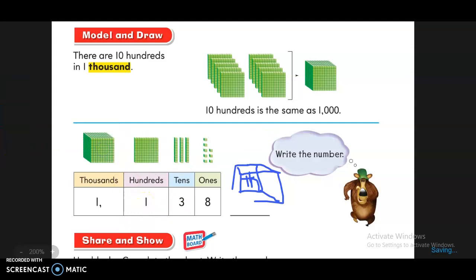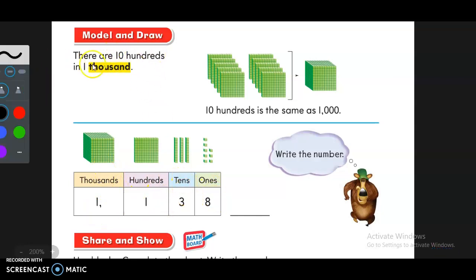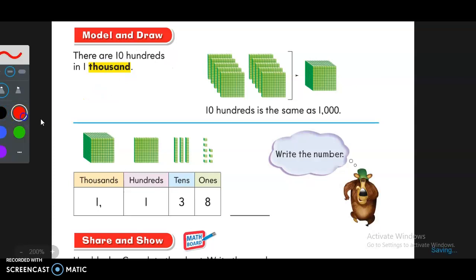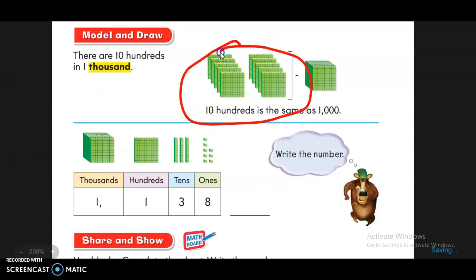So we've added 1,000 to our place value chart. So now we have thousands, hundreds, tens, and ones. Now, there are 10 hundreds in 1,000. That tells me that 10 hundred squares go into a 1,000 cube. So 10 hundreds for 1,000. Just like there are 10 tens in 100, there are 10 hundreds in 1,000.